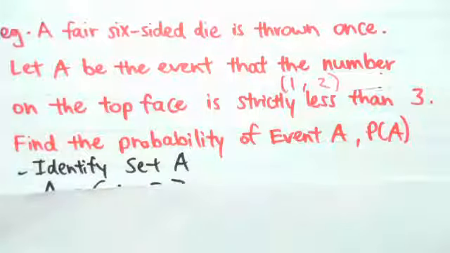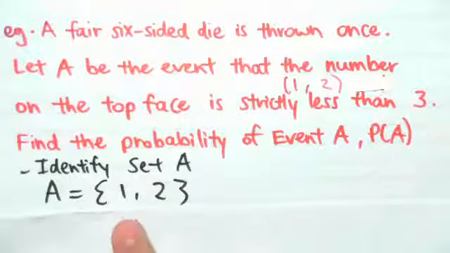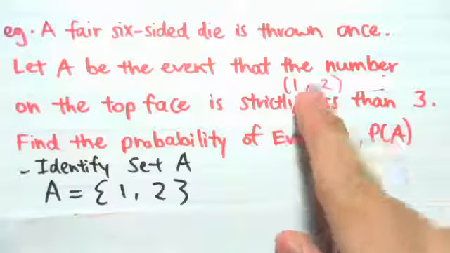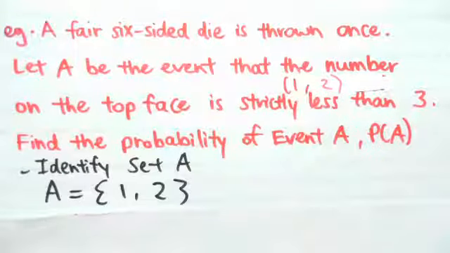So we first need to identify our set A. So set A is basically 1 or 2, because A is the number on the top face that is strictly less than 3, and we said that it was 1 or 2. So that's what I've done here, 1, 2.